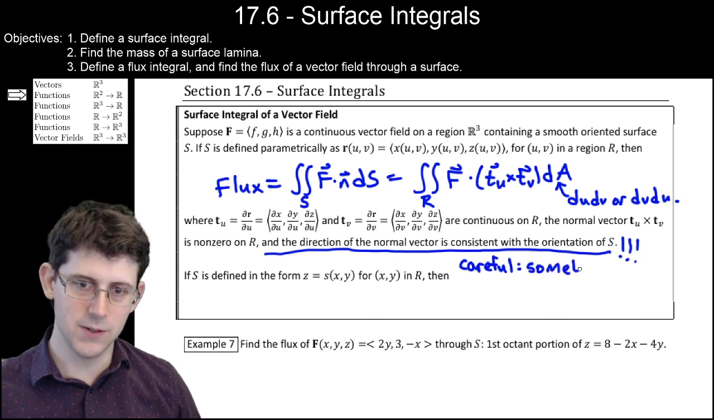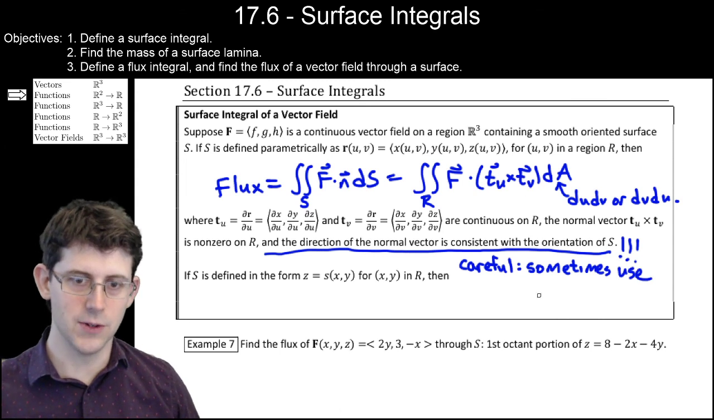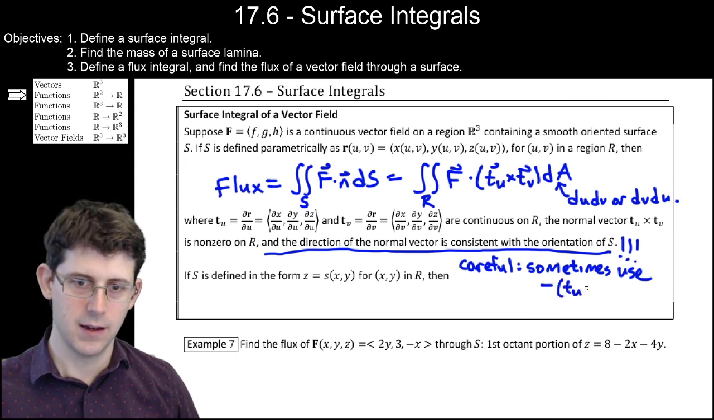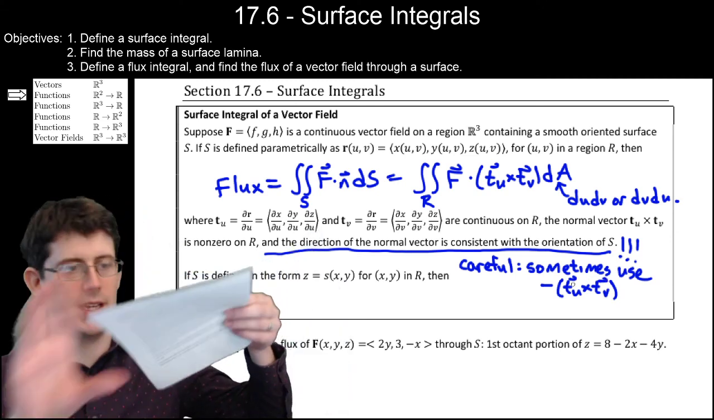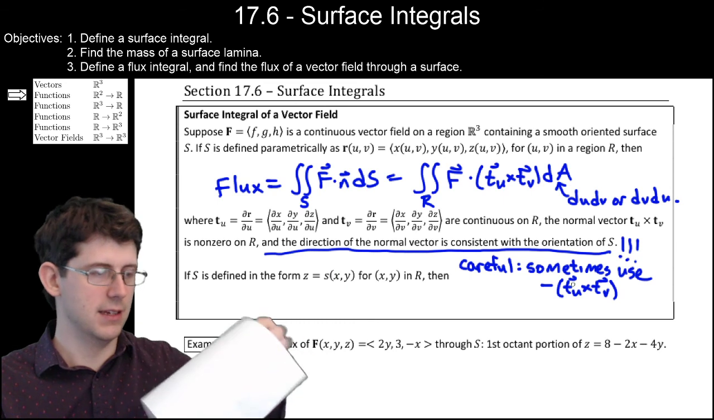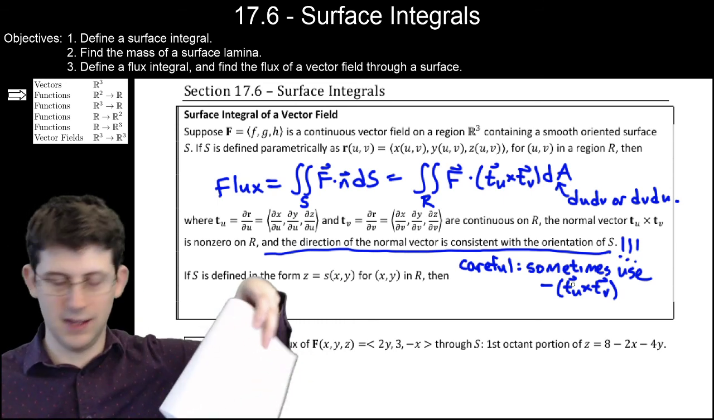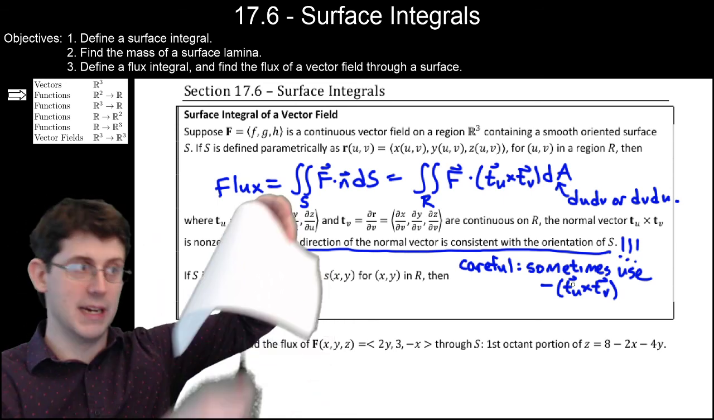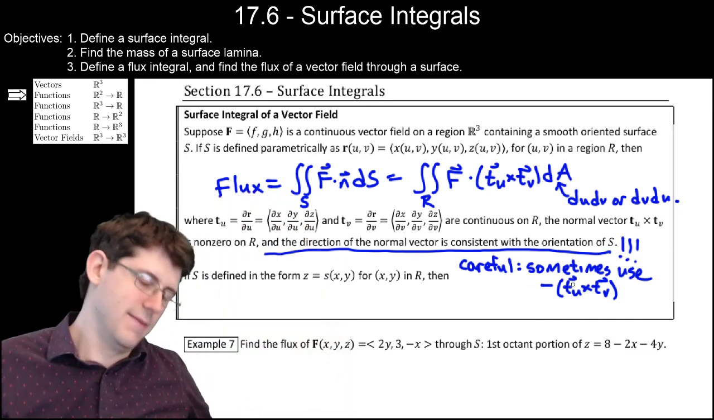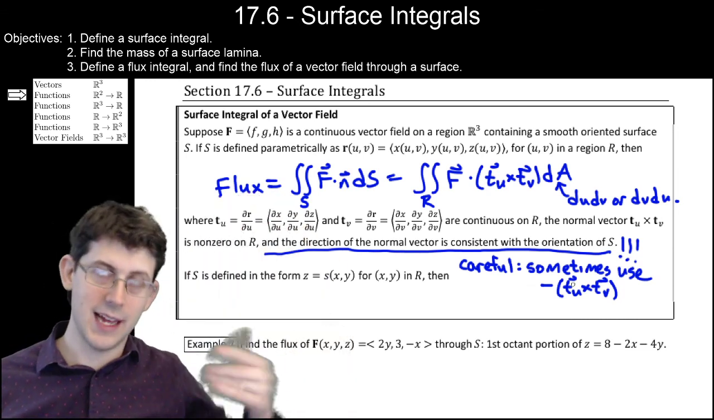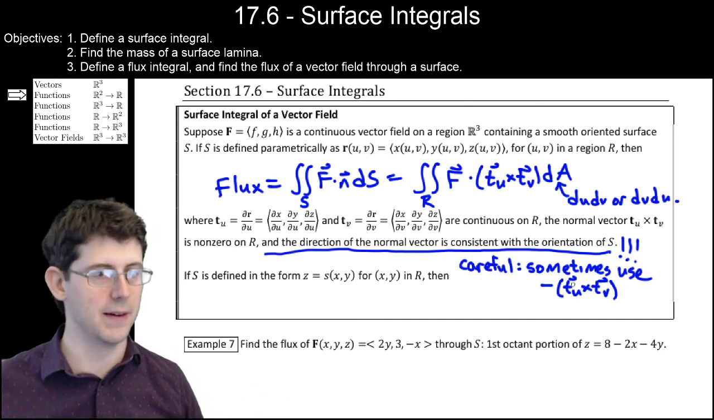Sometimes you'll have to use the opposite of tu cross tv. Tu cross tv is guaranteed to be a normal vector to the surface. So if this is your sail in the wind, tu cross tv is definitely going to be normal, but it might go this way, or it might go the other way. And if the wind is helping you, you want it to come out to a positive number.